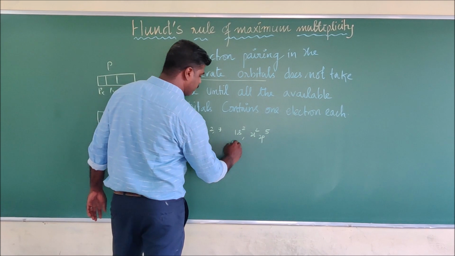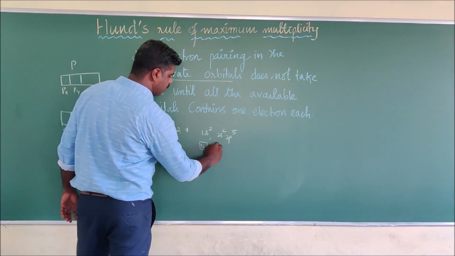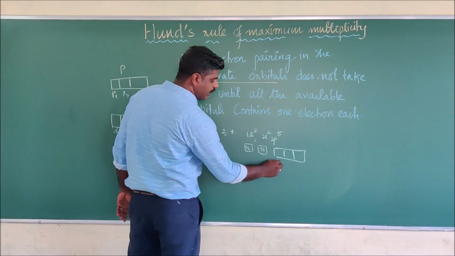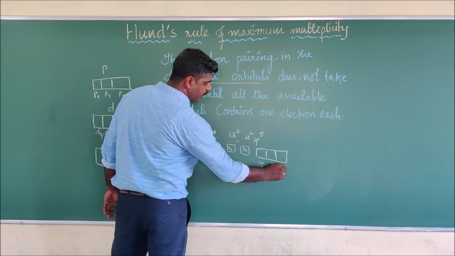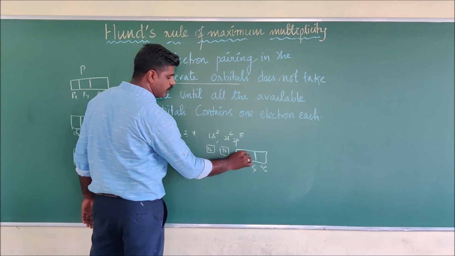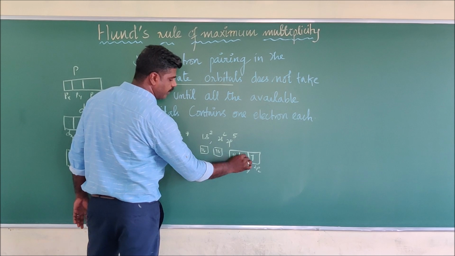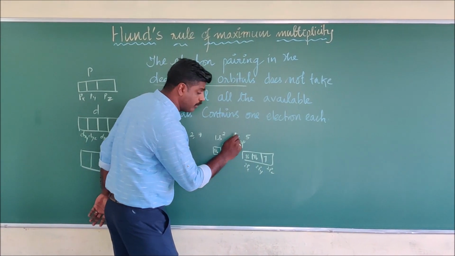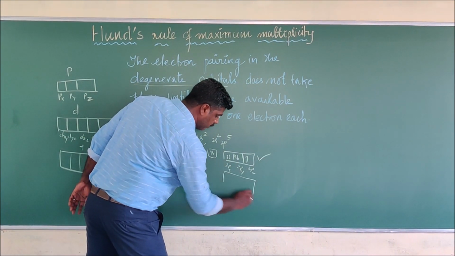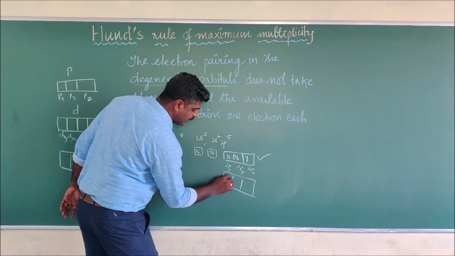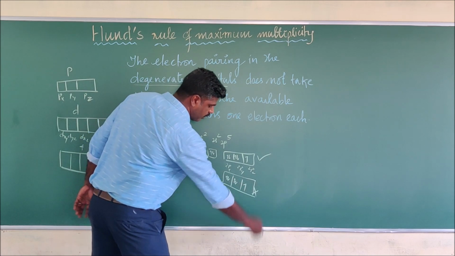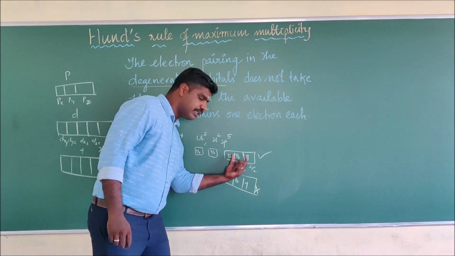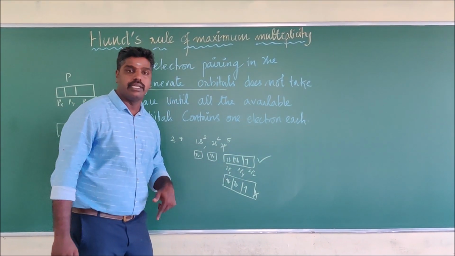The s orbitals each have 2 electrons. Let us take the p orbital, which has 5 electrons: 2px, 2py, 2pz. Students, we have to fill the electrons first singly, then pair them. This is the correct method. But if you fill like this, it is a wrong method. That means the degenerate orbital is first filled with single electrons, then only with pairs.